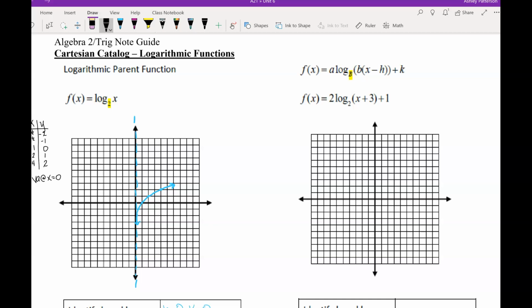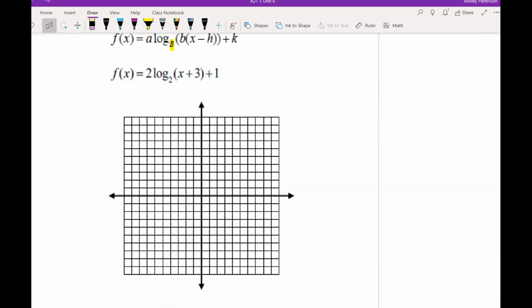All right, so looking at this particular example, the second one on our Cartesian catalog, there isn't a b value we need to factor out. So I'm going to go ahead and state a as 2, meaning that we have a vertical stretch. I'm going to list b as, ooh, should we list it? You can. But no, b is 1, so we don't need to. H is -3, which means we go 3 units left. And k is +1, meaning that we go 1 unit up.